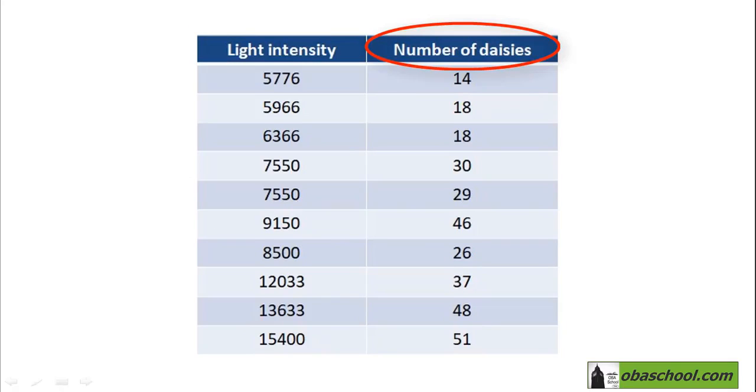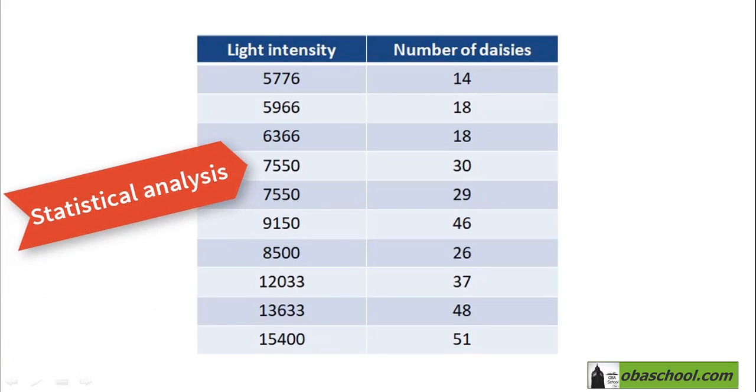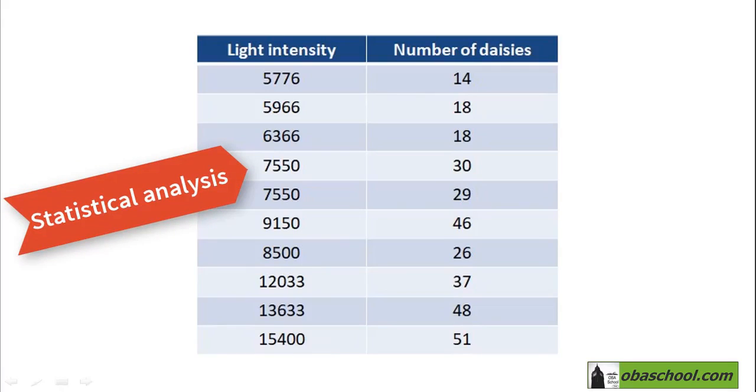Actually, these results are not enough to draw a conclusion. As scientists, we should carry out a statistical analysis to see if there's a significant difference in the distribution of flowers or if any difference is due to chance. To do so, we should follow the same 4 steps as we previously did.